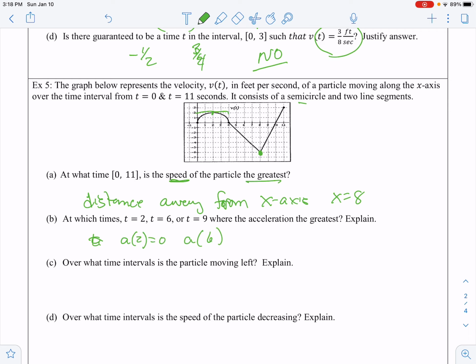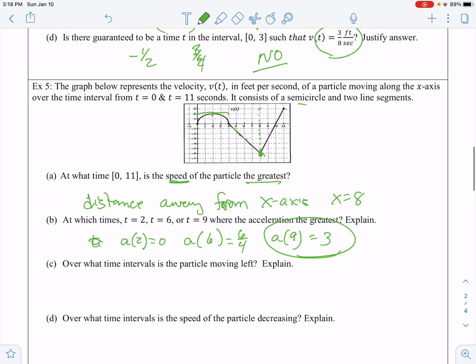A of 6, that's over here, is the slope of that line, which is what? 1, 2, 3, 4, 5, 6. 6 over 4. And at A of 9, you have 1, 2, 3, 4, 5, 6, 7, 8, 9 over 3. So this one wins. Okay? Over what time interval is the particle moving left? It's negative. V of t is negative. So it's from 4 to 10.